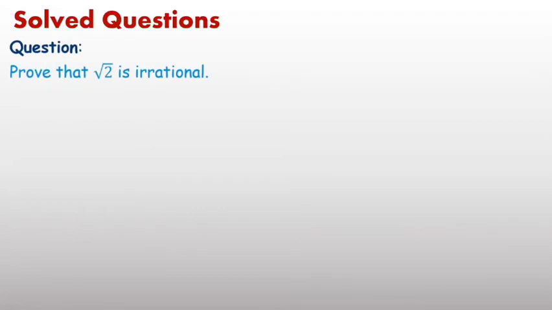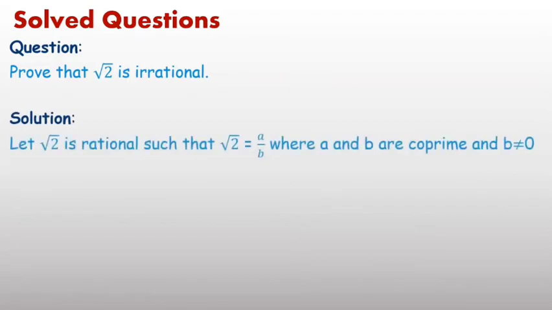Now, prove that root 2 is irrational. Solution. Proper method or steps you have to remember, the proof of this question. Let us assume that root 2 is a rational number such that root 2 equal to a upon b, because a rational number we can write in the form of a upon b as per the definition of rational number, where a and b are co-prime and b not equal to 0. Co-prime means two numbers having no common factor except 1.